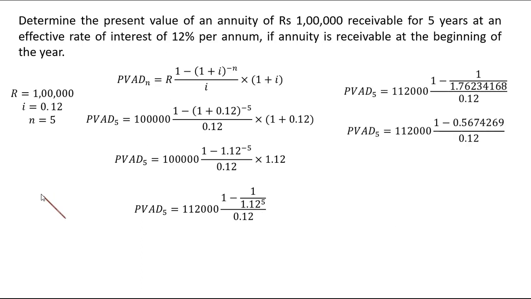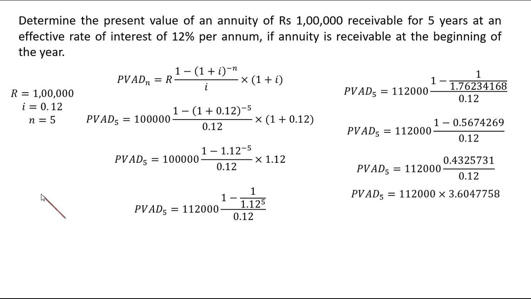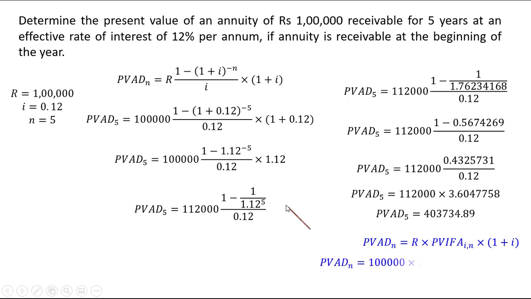And we get 4 lakh 3,734 and 89. Again, using the tables, R is 1 lakh. If you look at the table, it will give us 3.60478, and multiplied with (1 plus i), which is 1.12, to get again the same answer.